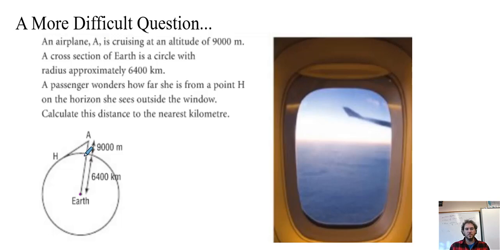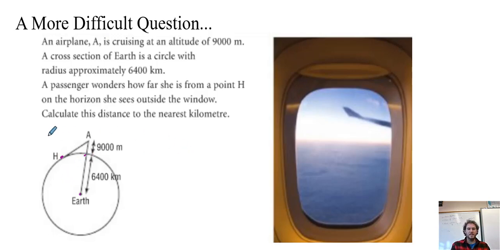So a passenger wonders how far she is from point H on the horizon. She's looking from the airplane, looking out at the horizon, and she's seeing where the Earth almost curves away, right? She's seeing just this last little point right here, and she can't see anything behind it because that is my point of tangency with her eyesight.